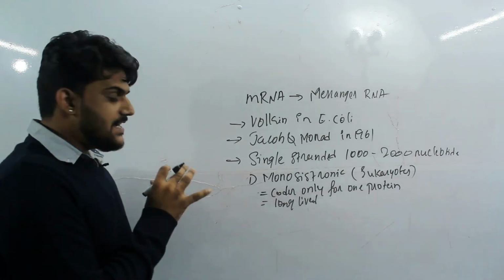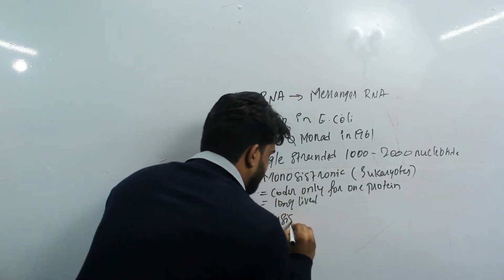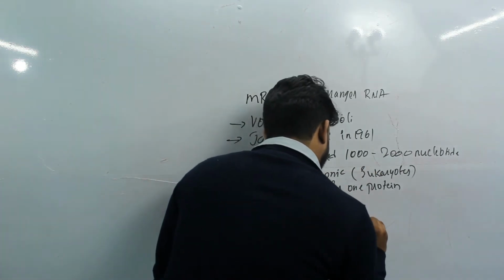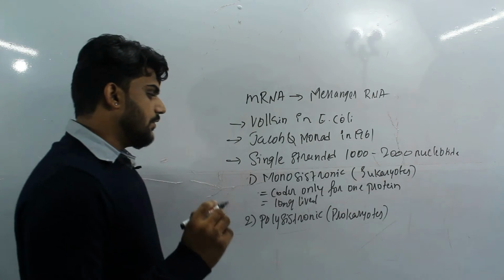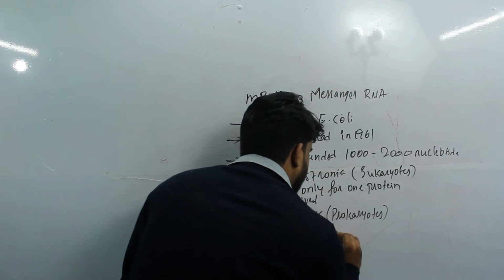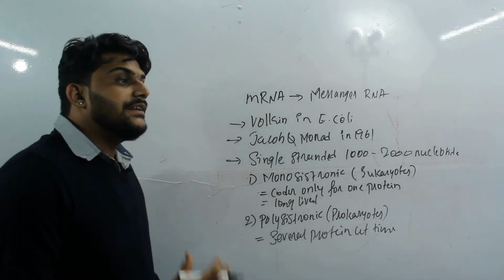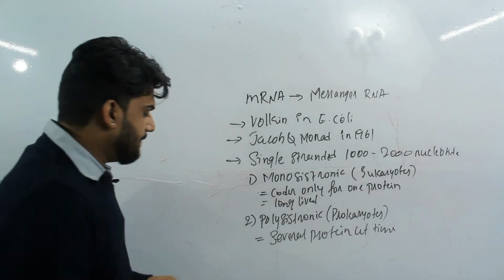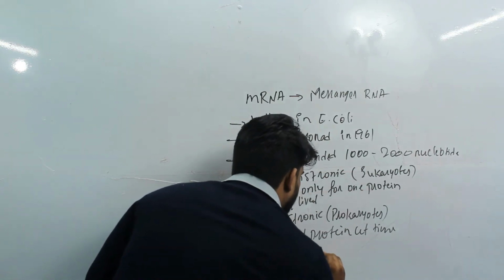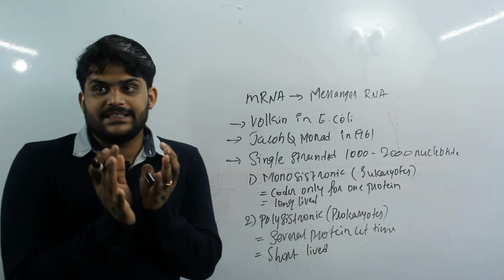Coming to the second one, that is polycistronic. This is found only in prokaryotes, which codes for several proteins at a time. That means the bacteria can produce a number of proteins in a single synthesis. It is a short-lived one, as bacteria itself is short-lived.